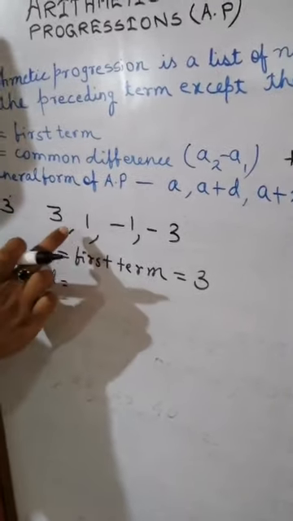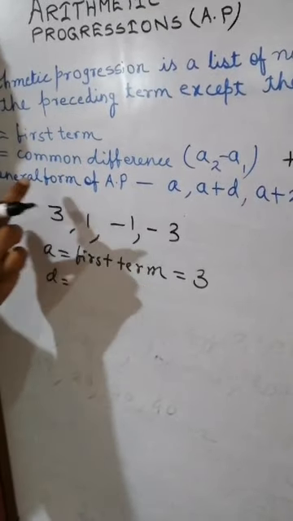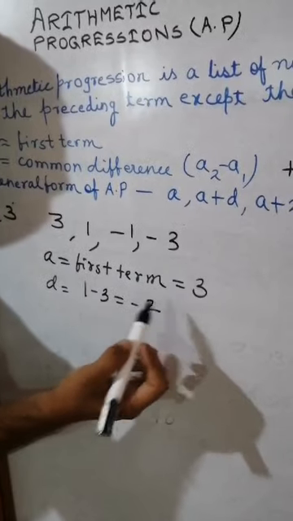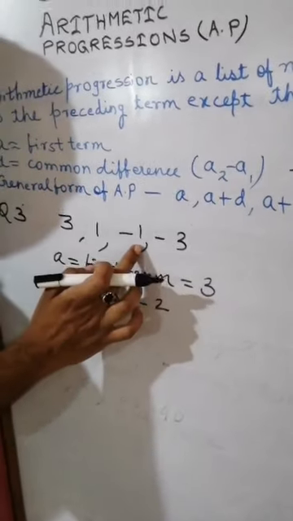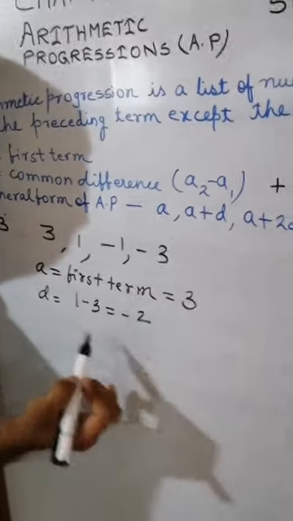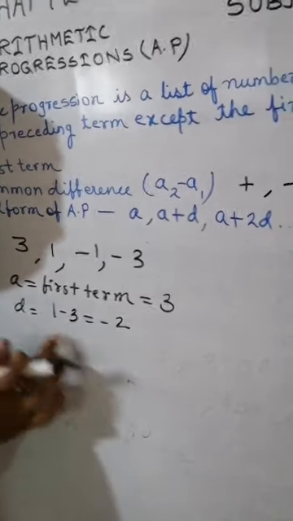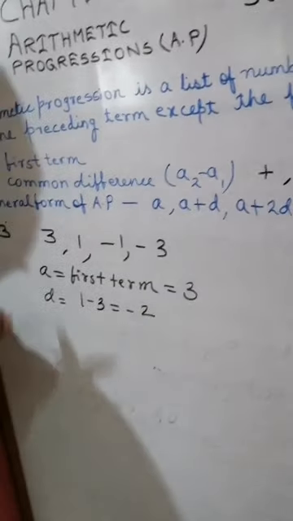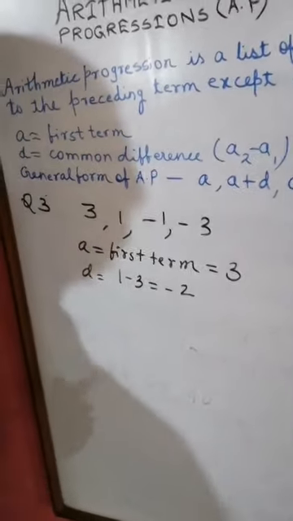So for d, the next number you have to subtract from the previous number. So 1 minus 3. What is the answer? -2. And again, if you want to check one more step, -1 minus 1, which is -2. So here the common difference is -2 and the first term is 3. I hope this is all we are supposed to do in this question.